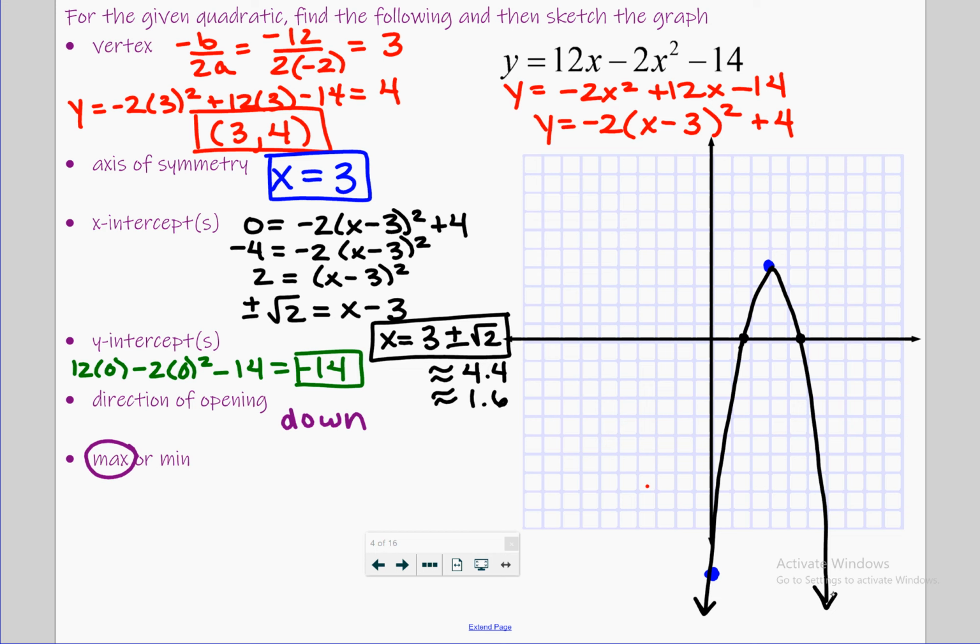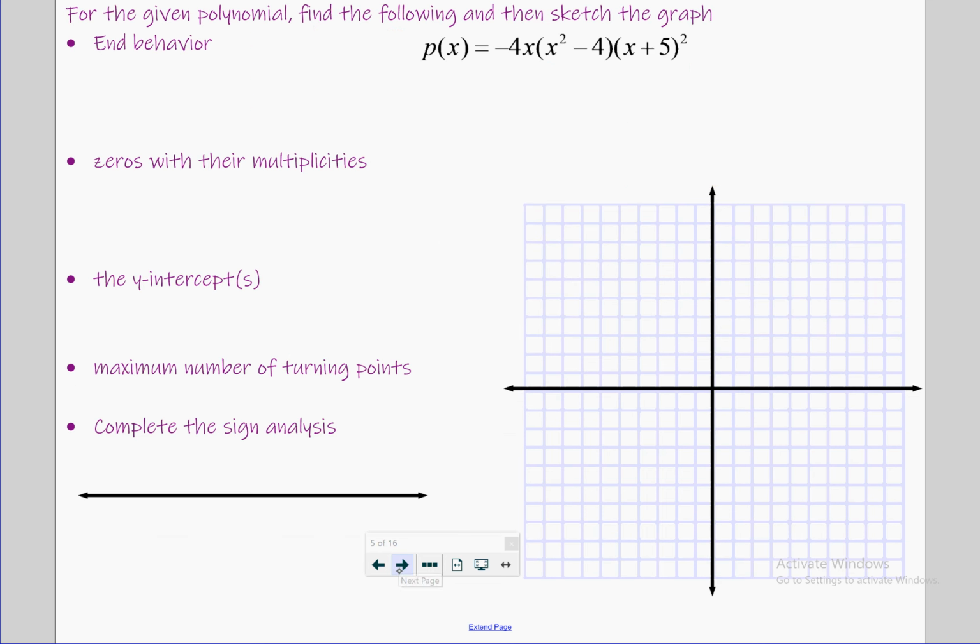Okay. What questions do you have on the parabola problem? All the little pieces and parts. Okay. Let's do the polynomial one.